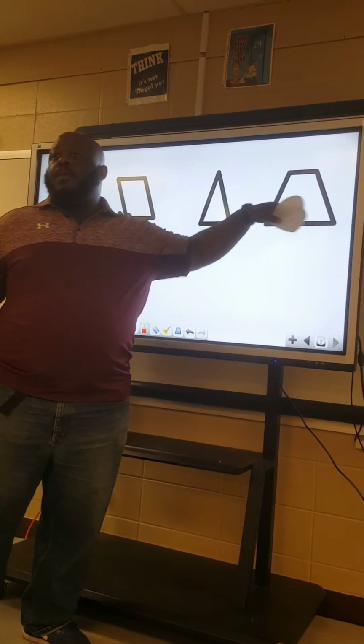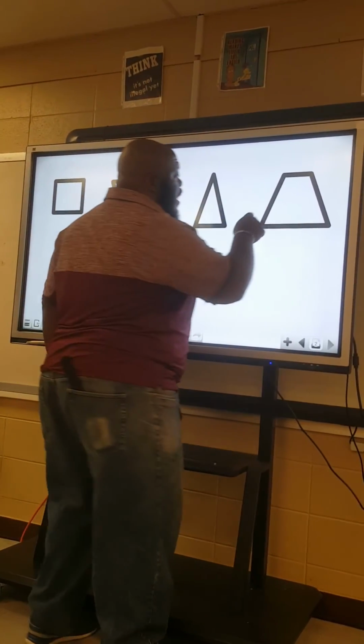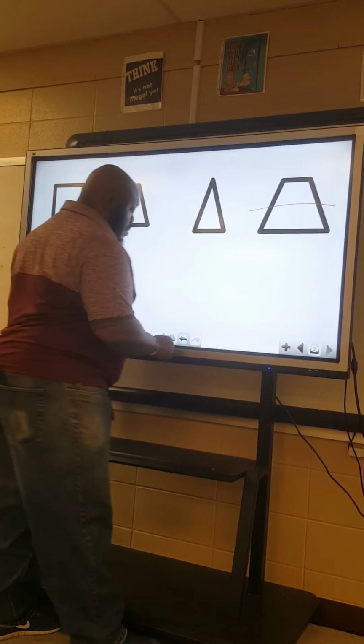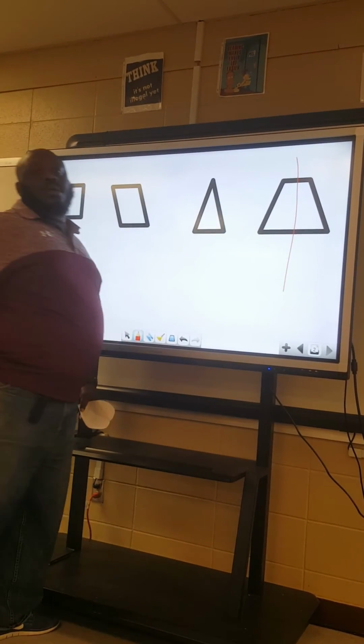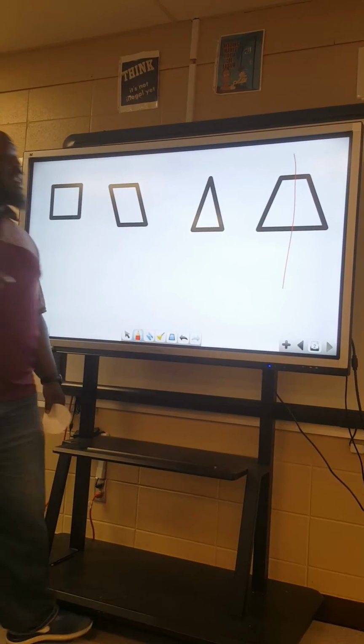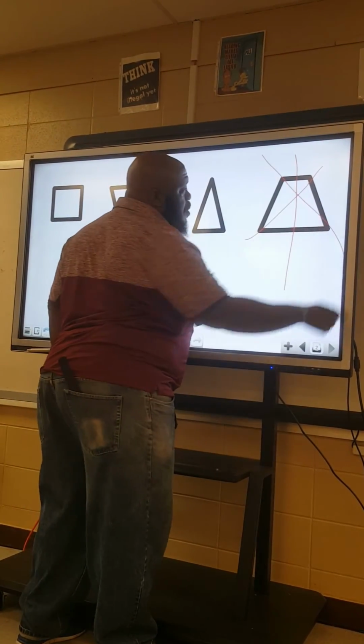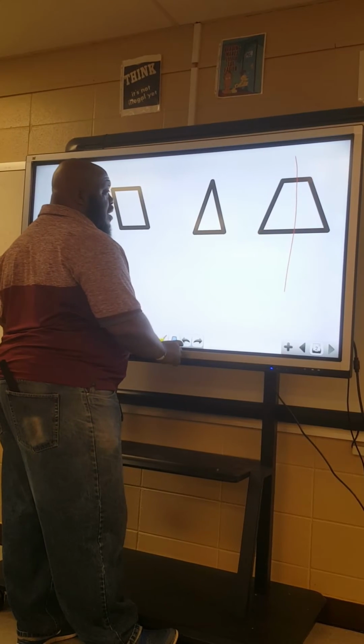Trapezoid. Let's see how many lines of symmetry. Does that work? No. What about this one? Yes. Can we do any more? What about the diagonals? Does the diagonal work? What about the other one? No. So how many lines of symmetry does it have? One.